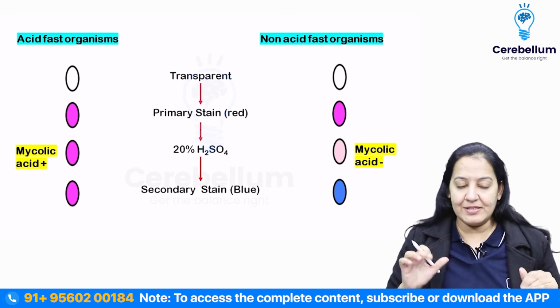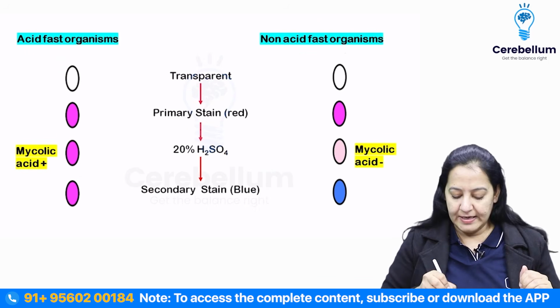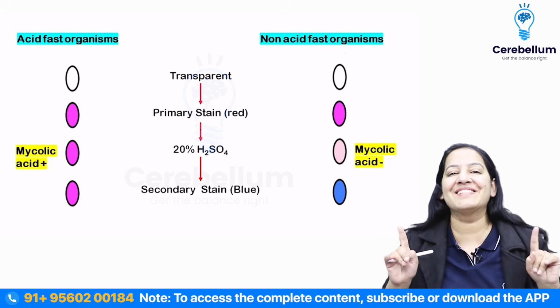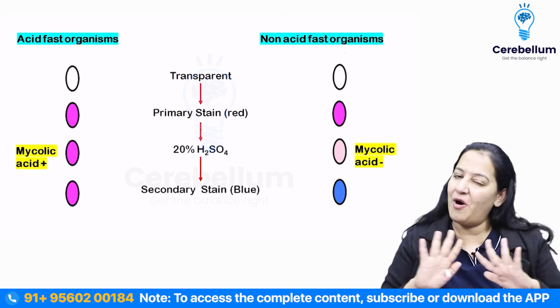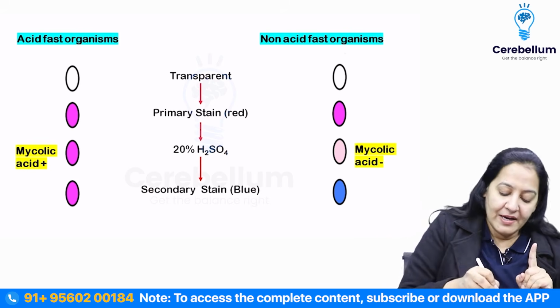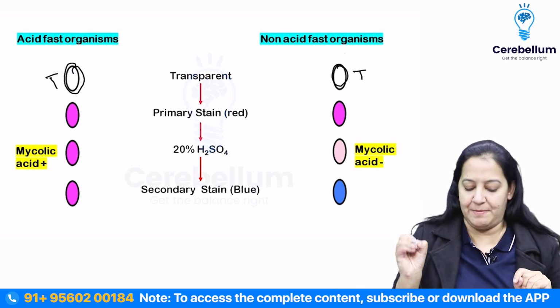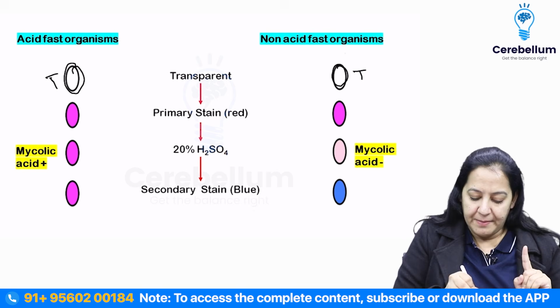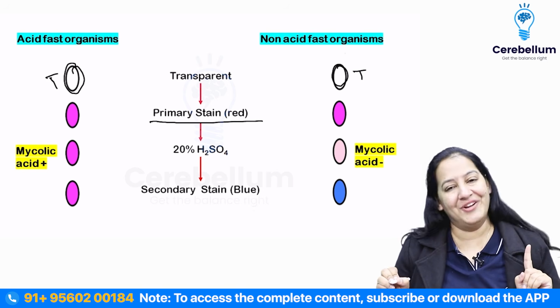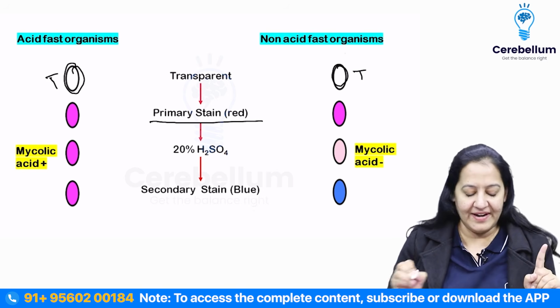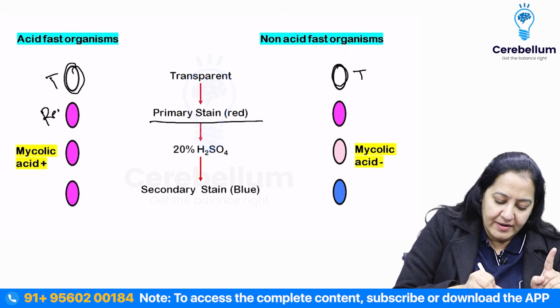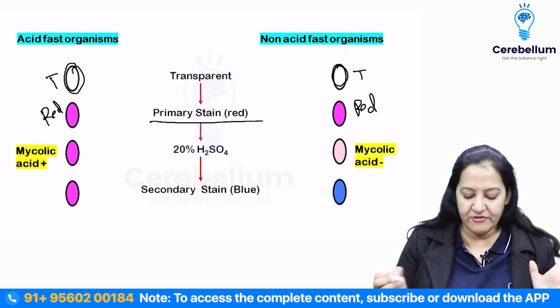To understand this, you have to see this diagram. Can you see? You know the basic principle. All bacteria are transparent. By nature, they all are transparent. So here you can see a transparent bacteria. Here also you can see a transparent bacteria. Right? Now you give a primary stain which is red in color. So this becomes red and this also becomes red since they were transparent.